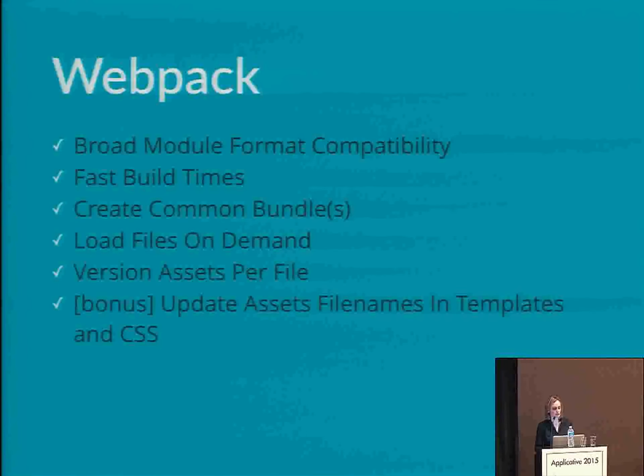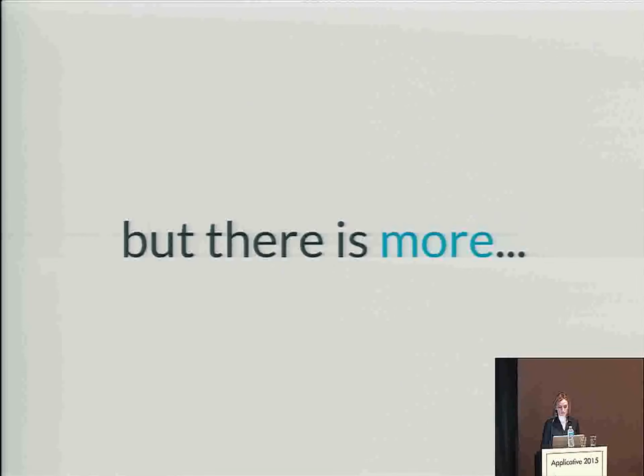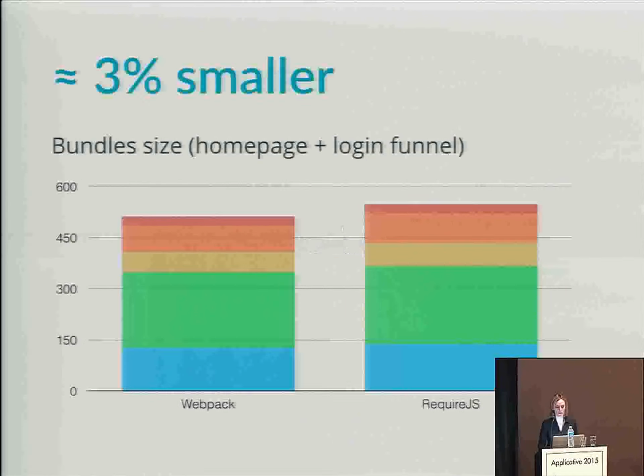So all the criteria are met. And you also have the asset file names updated directly in CSS and in the templates without you having to do anything. So that's really, really good. And there is more than that. When we migrated to Webpack, our files got lighter by 3%, some of them 20%, some of them didn't change. 3% is great because I didn't change anything in the code.